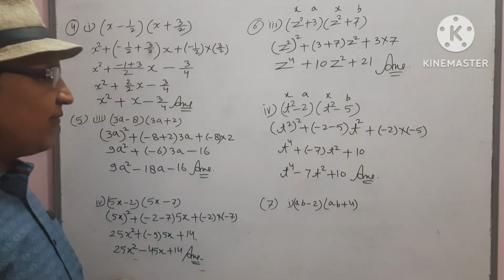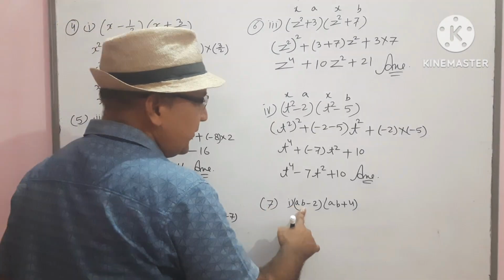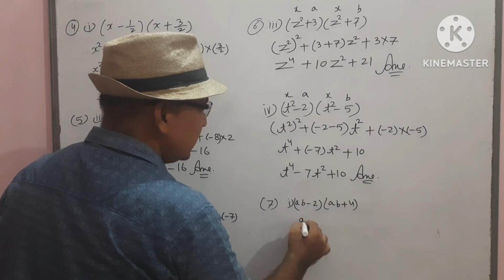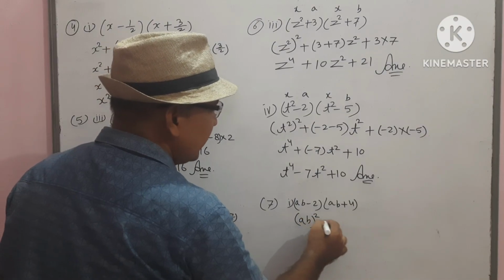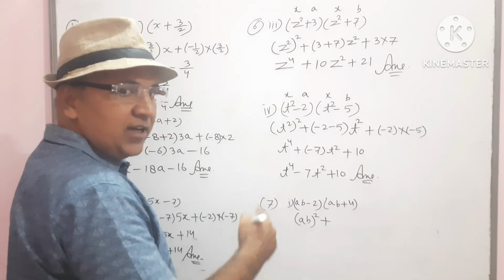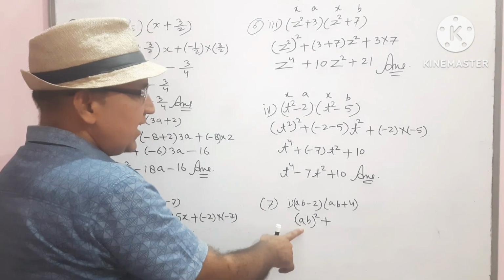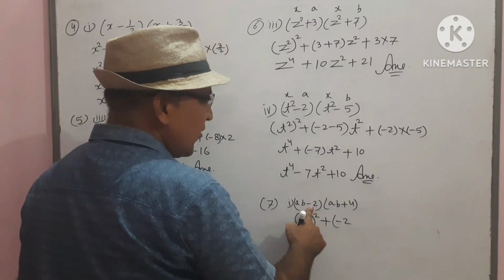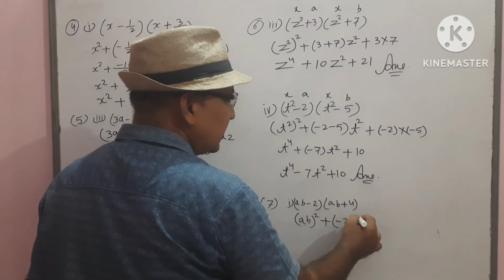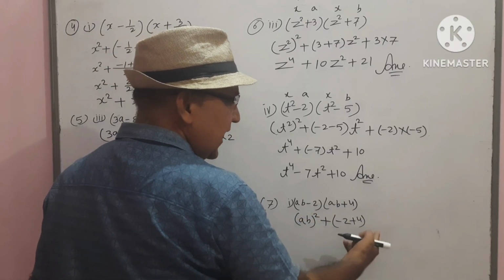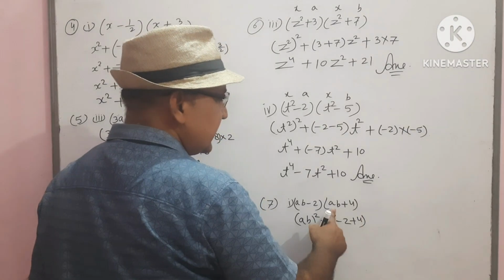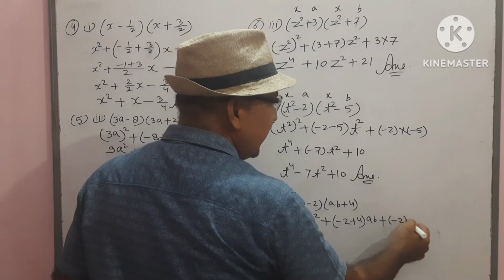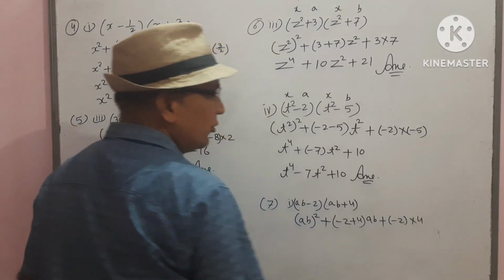Okay. Now 7th part 1. AB minus 2 into AB plus 4. So you are watching that at the place of x there is AB. So we will write AB square. X square means AB square plus A plus B, at the place of A minus 2 plus at the place of B 4. Then x. At the place of x there is AB. So we will write here AB plus A into B, that is minus 2 into 4.